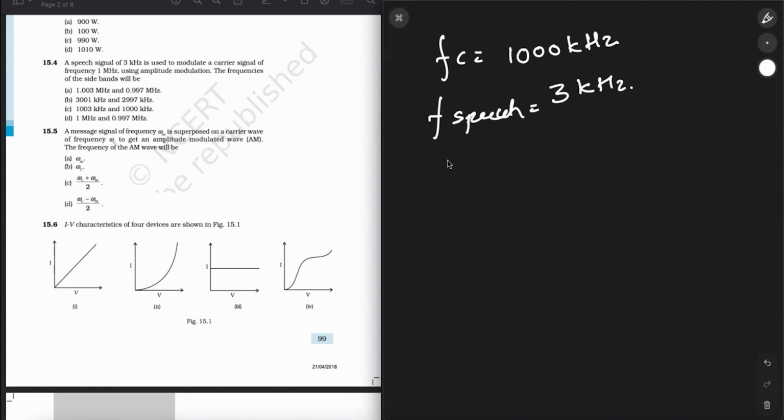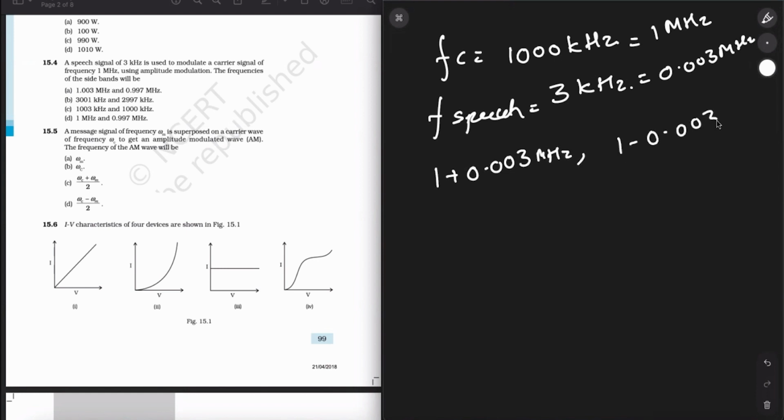So the frequency of the sidebands, what will it be? Megahertz form mein diya hua, I'm so sorry. So fc you can write again as 1 megahertz, and this you can write as 0.003 megahertz. So the sidebands will be 1 plus 0.003 megahertz, comma, 1 minus 0.003 megahertz. This will be 1.003 megahertz, and this will be 0.997 megahertz. So the correct option is option A.